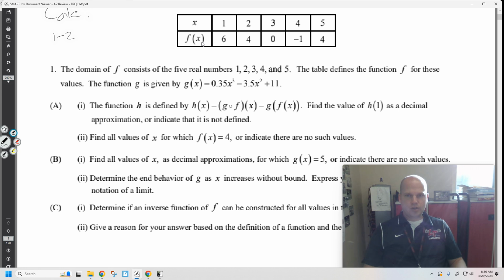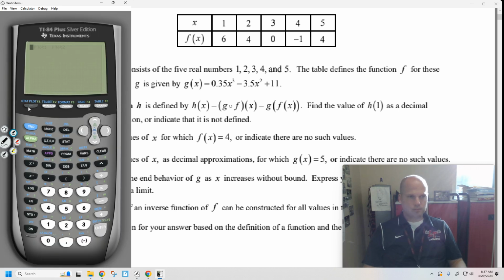We have some function f, we have some table values, and we have some function g. Probably should just graph g, which I'll do. Make sure you type it in correctly. Don't necessarily need to look at it. Let's look at question 1.